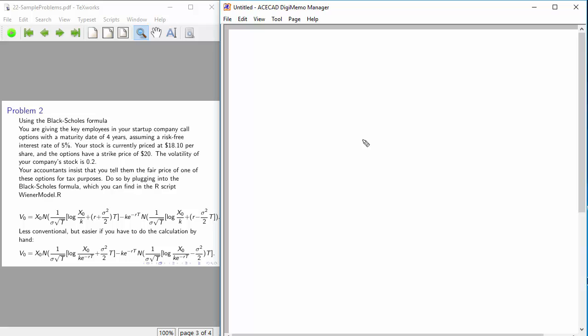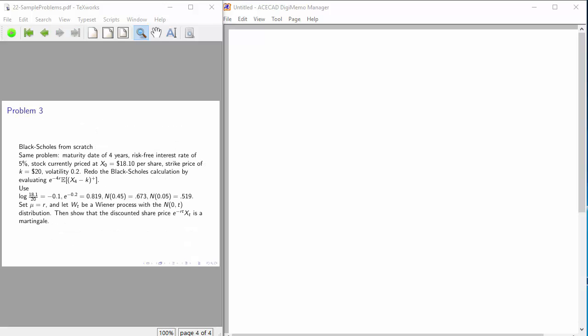Well, I failed to paste it in, but you saw how I did it. Okay, so that's number 2. So the third problem is a repeat of the second problem, not taking advantage of the proof in the first problem. How could we work out this calculation of the fair market value if we didn't have the general Black-Scholes formula?